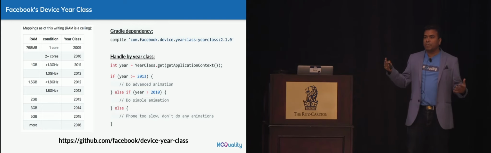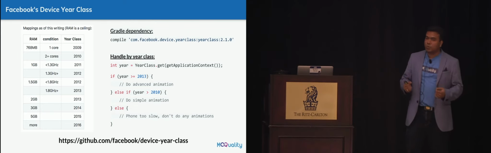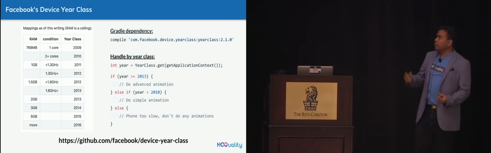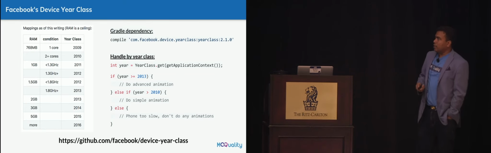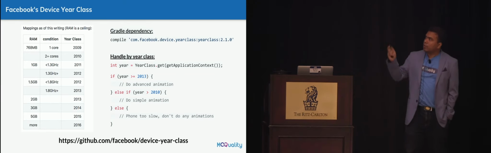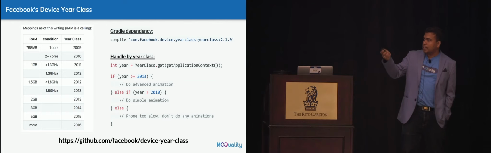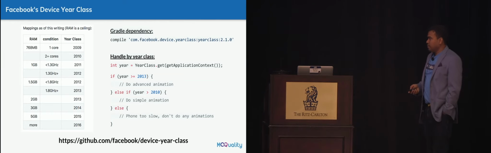So this is some logic that you can also use in your tests to check for different kinds of things. And on the left-hand side, that's the screenshot from their GitHub page. That's the criteria they use to put devices in different device classes.